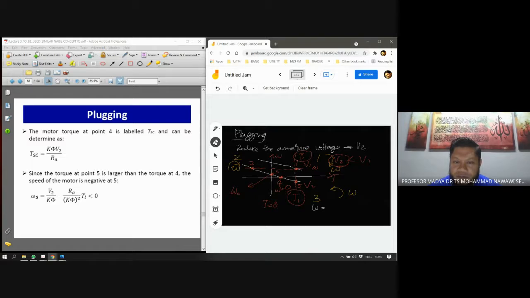We have the equation of omega equals to Vt divided by K flux minus RA T divided by K flux squared, isn't it? So we have this equation, and here you have omega m equals to 0. So here you have omega equals to 0, and therefore you have torque at point 4 equals to K flux V2 divided by RA from that equation, because omega m equals to 0. Right?